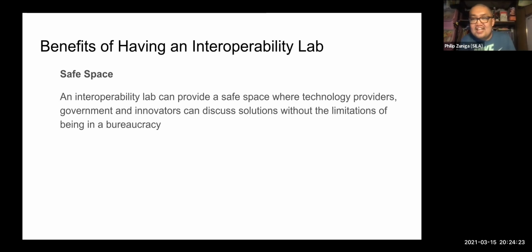Or if I am a private company and I want to test how blockchain works, I will need to request money first from the company before I can do the testing. The interoperability lab can do the testing, and can provide a safe space for these technologies to be tested first and to be seen first in a shared manner.